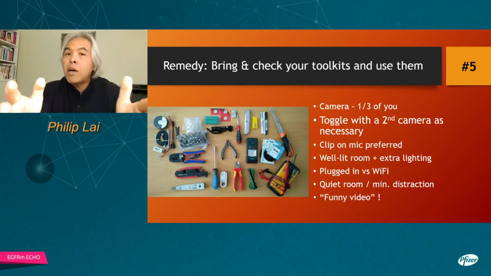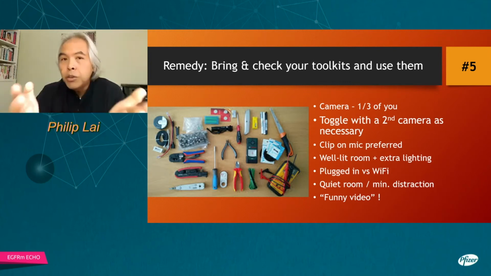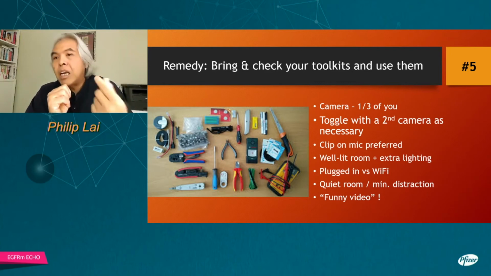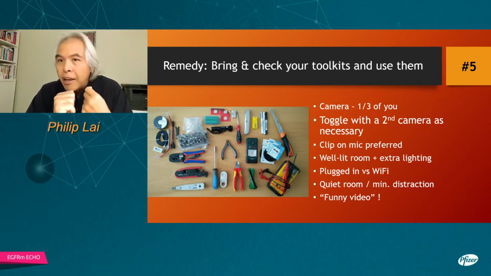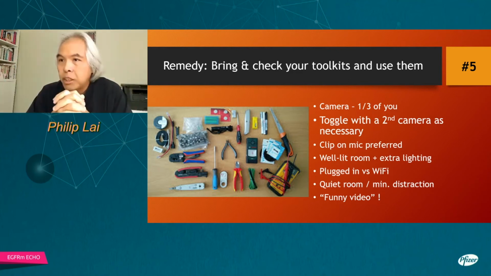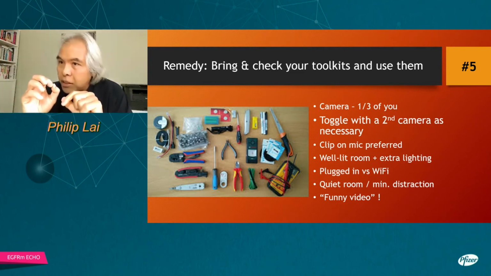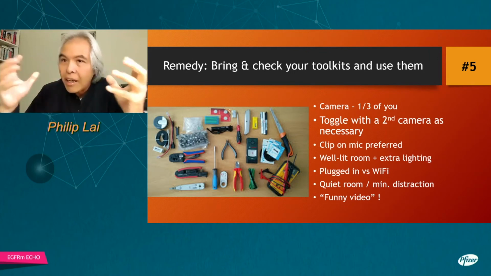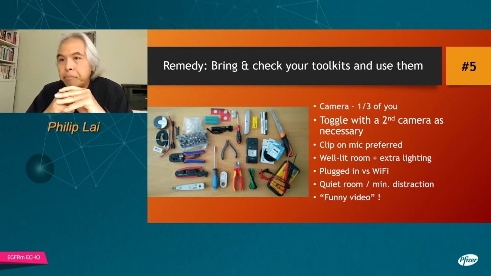Now for the microphone. Your devices have built-in microphones, so use that. Well, if the sound quality is not good, use a clip-on mic that is always very reliable. Choose a well-lit room. The brightness of your room is very important. When I look at you guys as the panelists, I find some of you have a rather dark background. So light it up, get extra lighting.